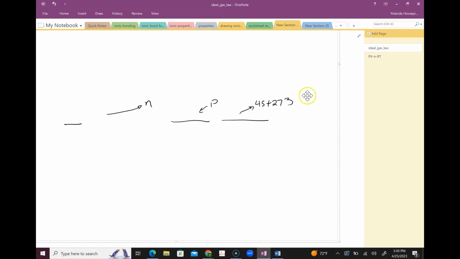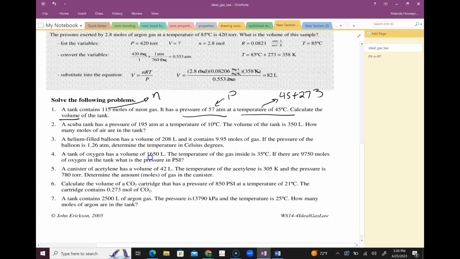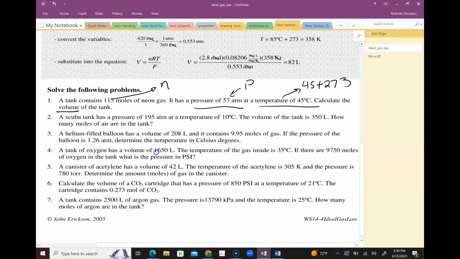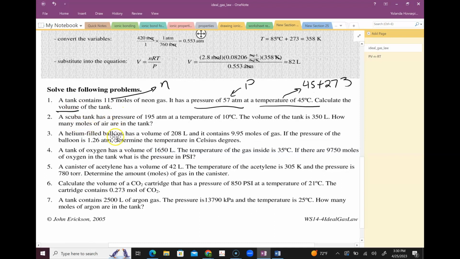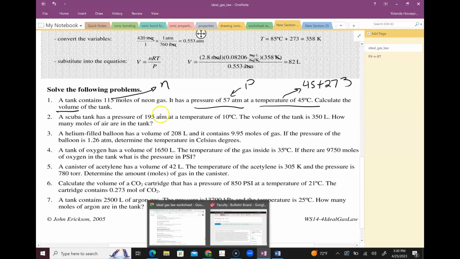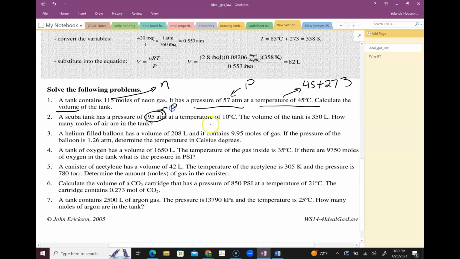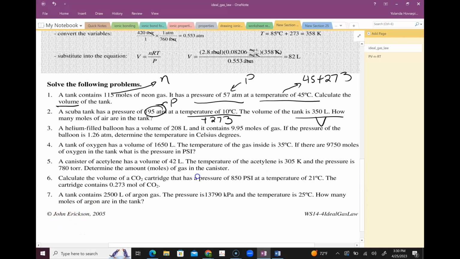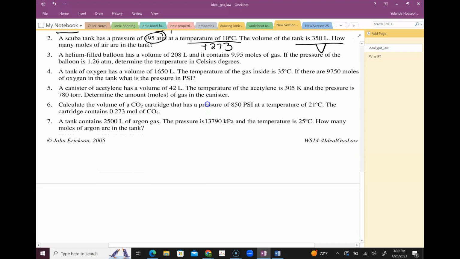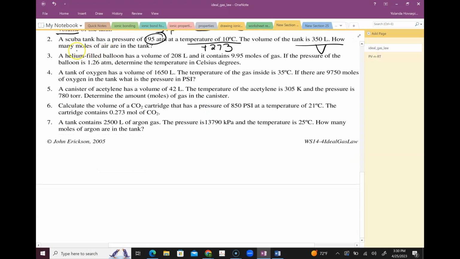All right, so let's go ahead and try number 2. A scuba tank has a pressure of 195. So what is that? That is P. Temperature is 10. Remember, you add 273. Volume is 350. So now this is liters. How many moles? So now what we're going to do is solve for moles, which is N.